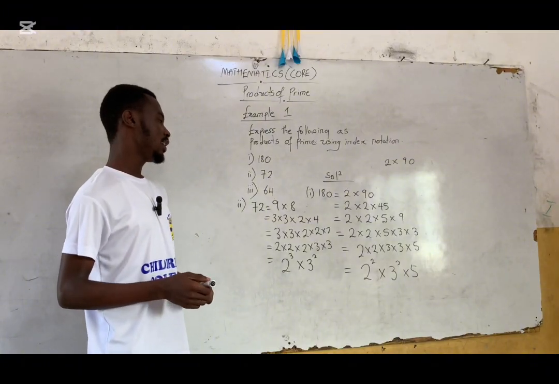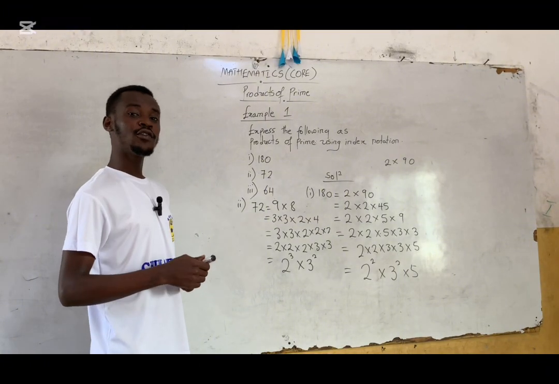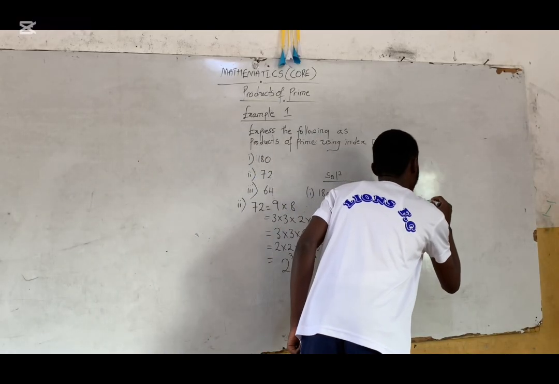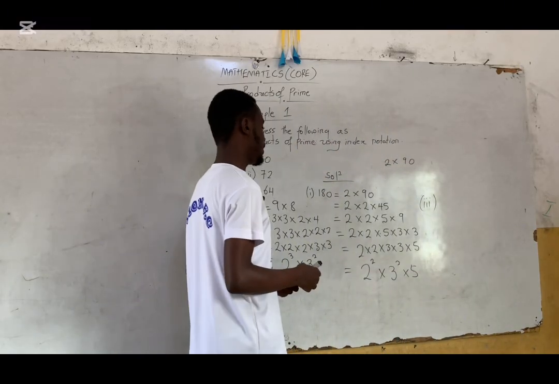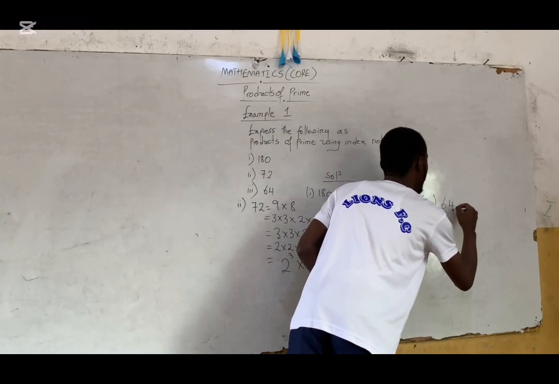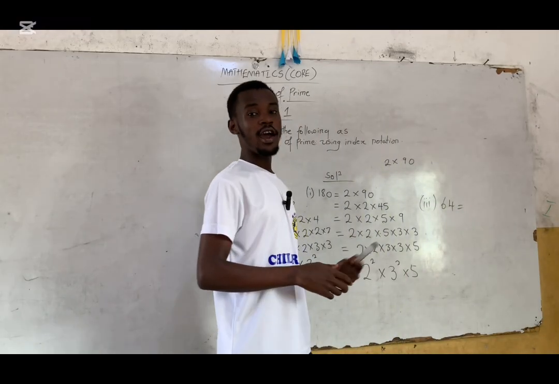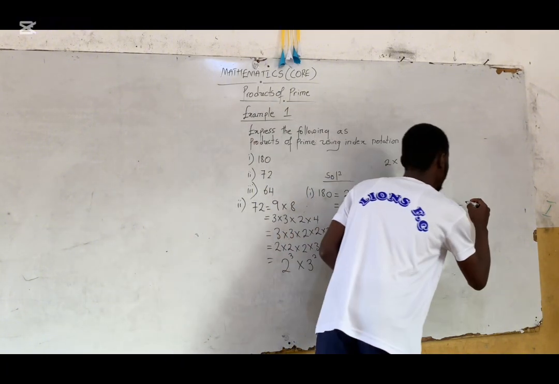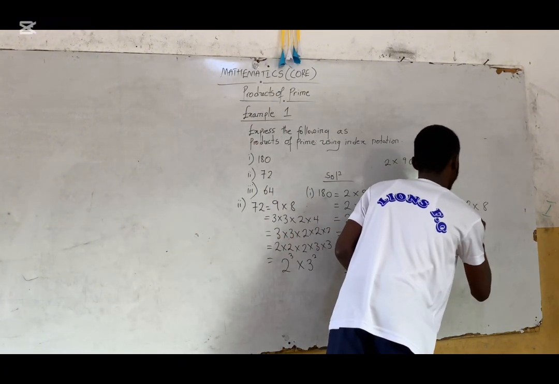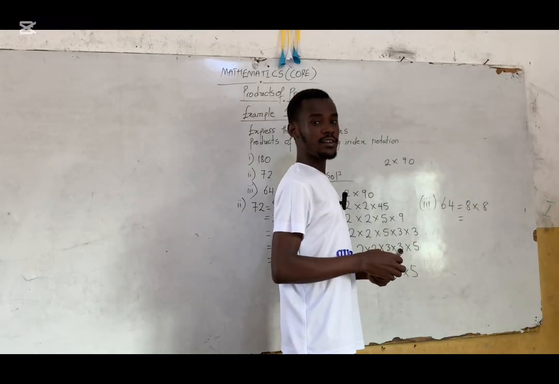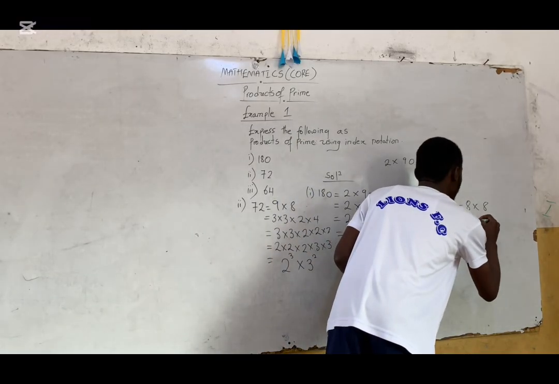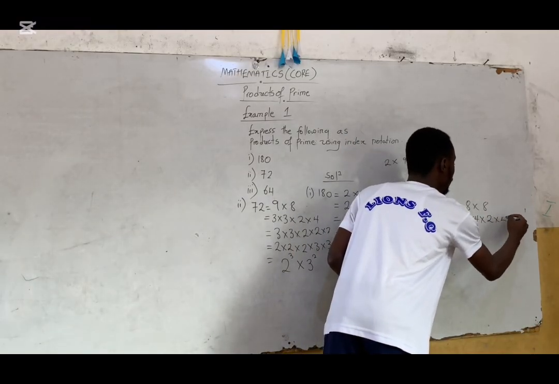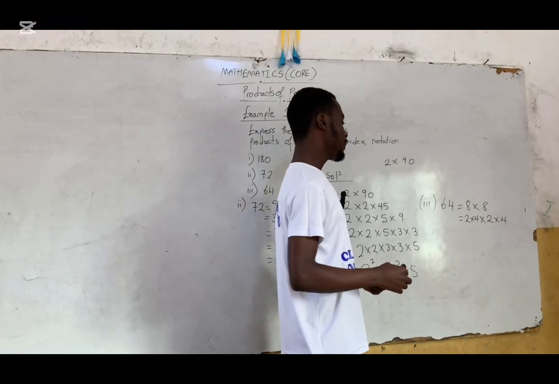Now let us try the last one, and I give you some trials for you to work out on your own, right? That is 64. I am going in for 8 times 8. 8 times 8 gives us 64, right? We can break 8 down, right? We have 2 times 4 times 2 times 4. Are we okay?